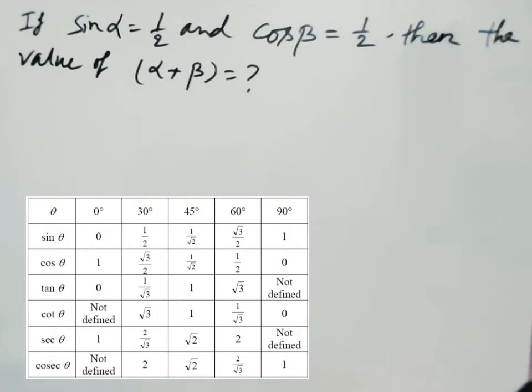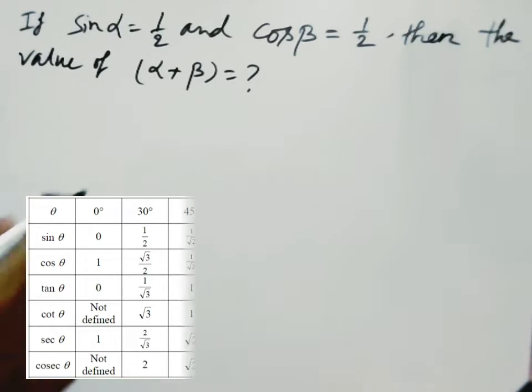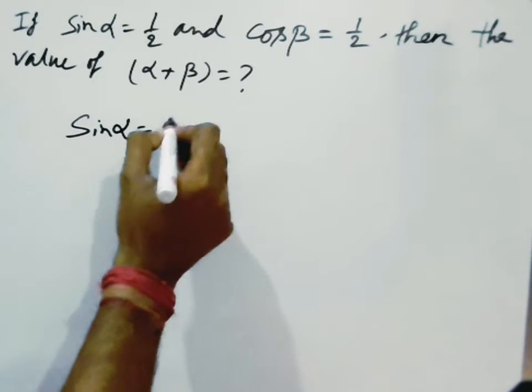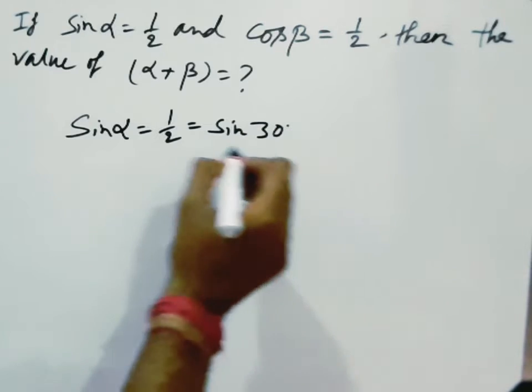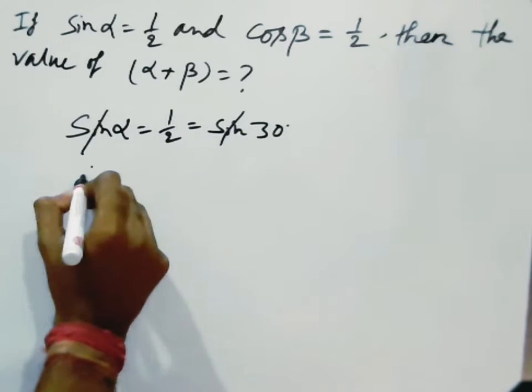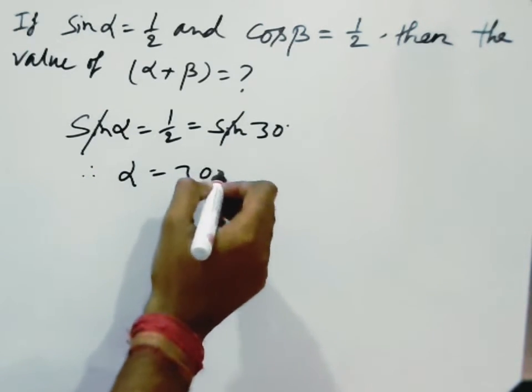The question is, if sin alpha equal to 1 by 2 and cos beta equal to 1 by 2, then the value of alpha plus beta equal to question mark. So sin alpha equal to 1 by 2 means sin 30 degree. So we can cut sin sin, therefore alpha equal to 30 degree.